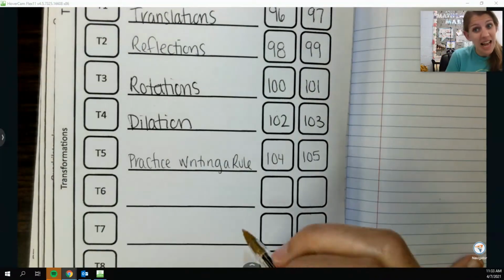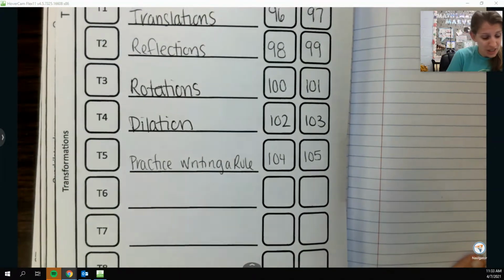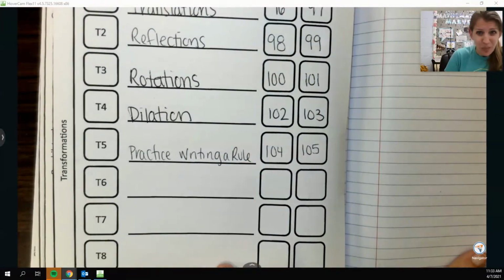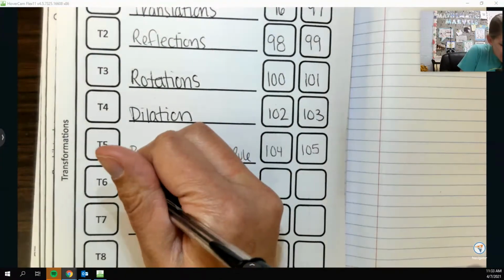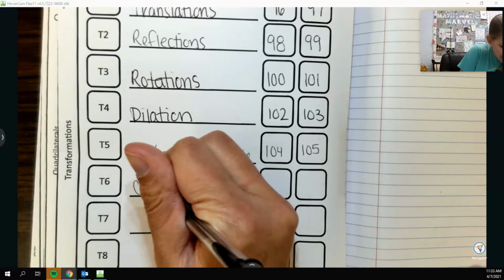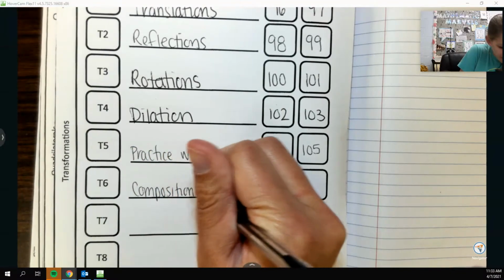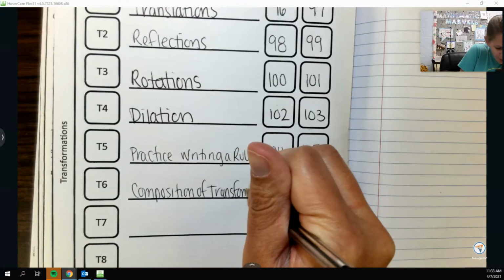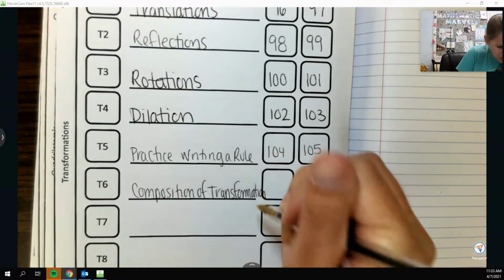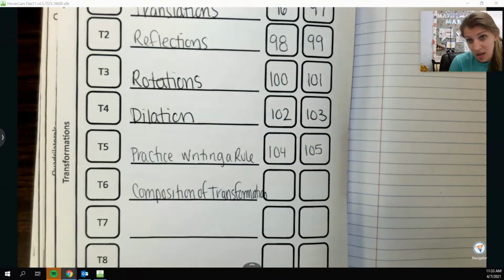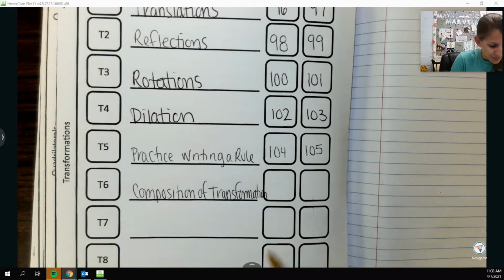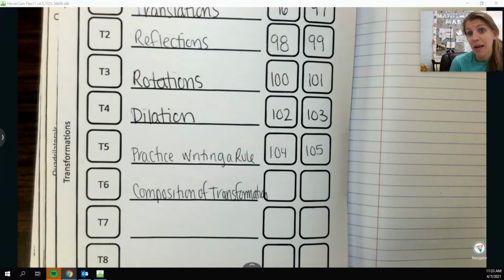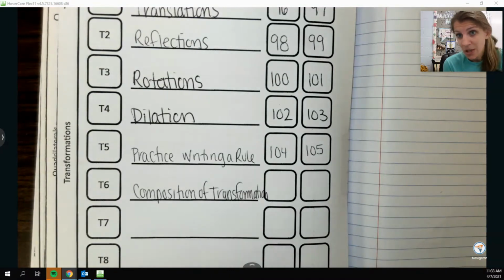Alrighty, guys, we got the last one for transformations. So even though there's a whole bunch more lines here, the last thing that we're going to talk about is a composition of transformations. Normally, we would do 2 more sections. I don't know why I have the other line, because we can talk about similarity transformations and congruence transformations, but we've kind of already talked about that.